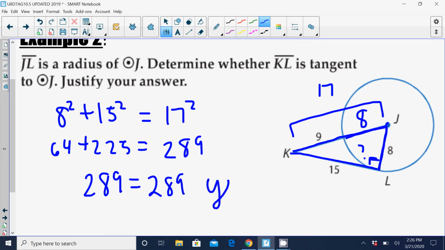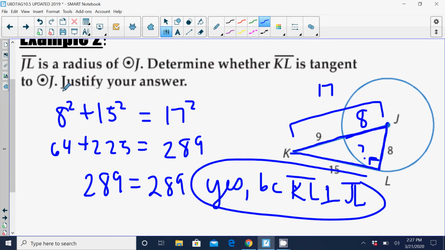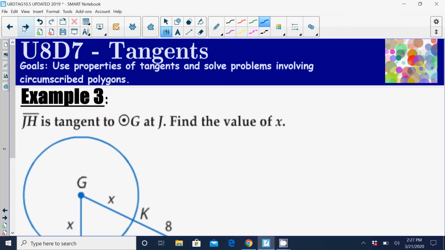So I would say yes, because KL is perpendicular to JL. That would be my reasoning, because it does ask me to justify my answer. Okay, so if it comes out equal, it is a right triangle. What would happen if these two values here were not equal? We would say, no, it doesn't satisfy the Pythagorean theorem.